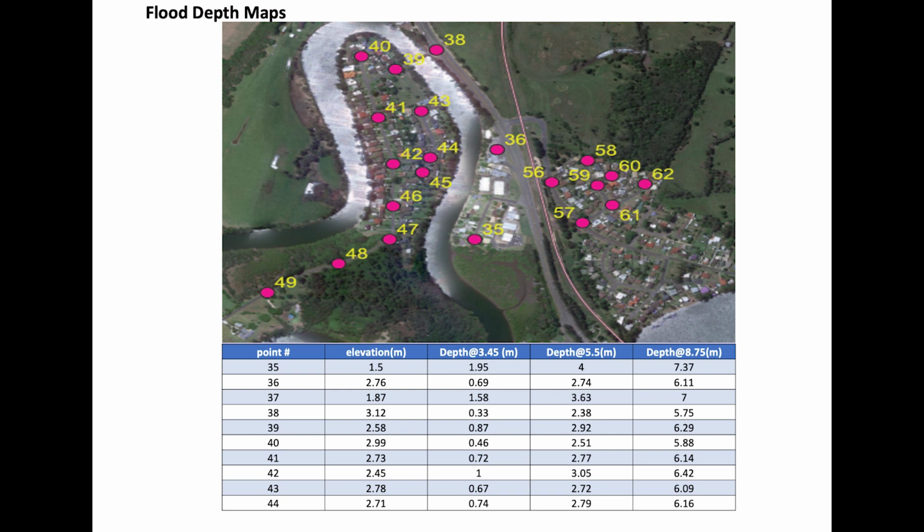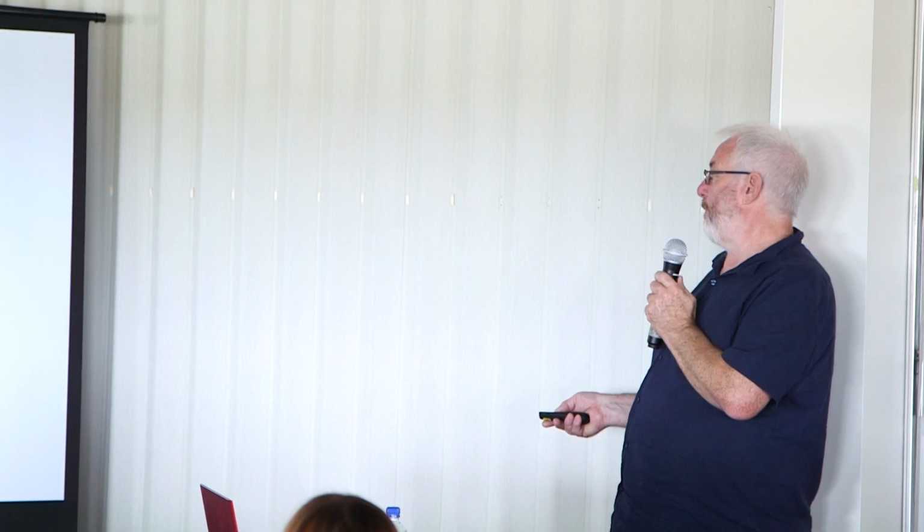The very right-hand column is basically the depth at the current possible maximum flood, which in the Urunga area is currently at 8.75 metres. So if we go back down to that 44 point, that would mean there was 6 metres of water over the road at that particular point.